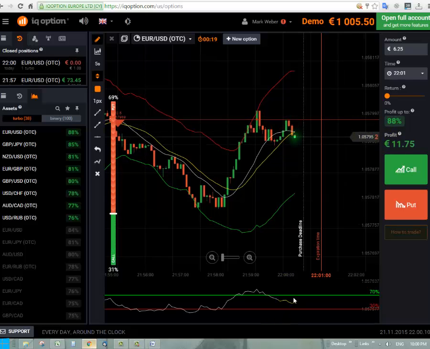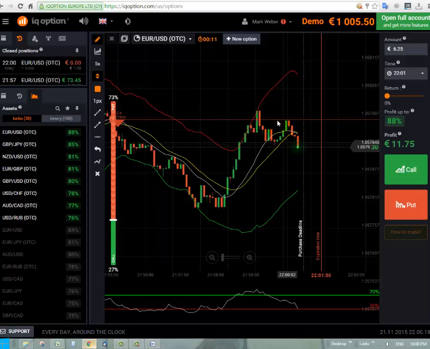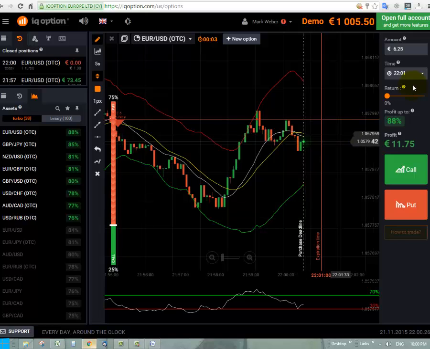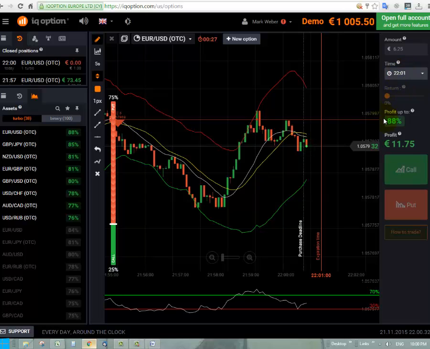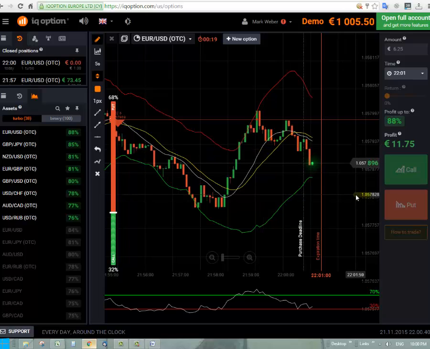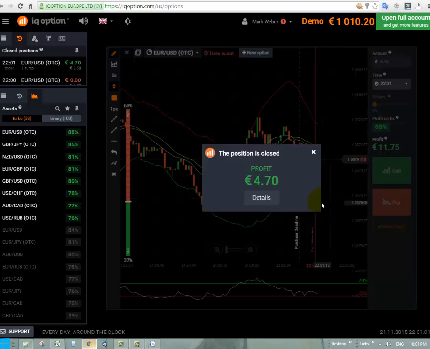You can check also the RSI. The RSI tells us that there is a downtrend, so we will win this position. Yes, that goes down. And so when the binary time of 60 seconds ends, then we will take our profit. Now there it is.